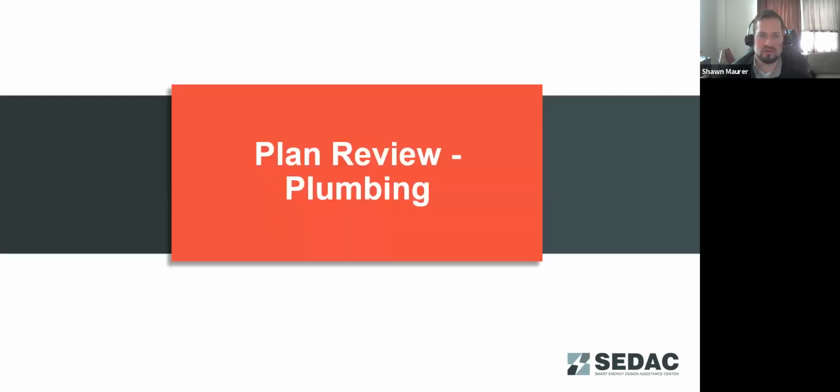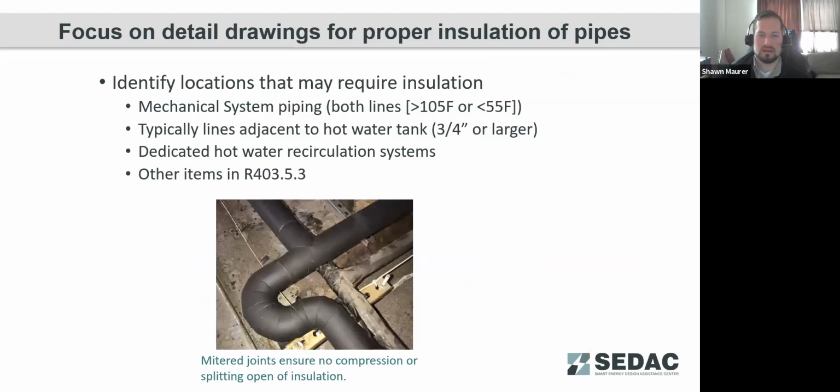Moving on to our plumbing plan review. Another thing that we see with plumbing is that for hot water piping, there are certain areas that have insulation requirements. Also for mechanical piping for AC units. If your mechanical system is going to be carrying a fluid that's going to exceed 105 degrees Fahrenheit or be cooler than 55 degrees Fahrenheit, that piping should be insulated throughout the home.